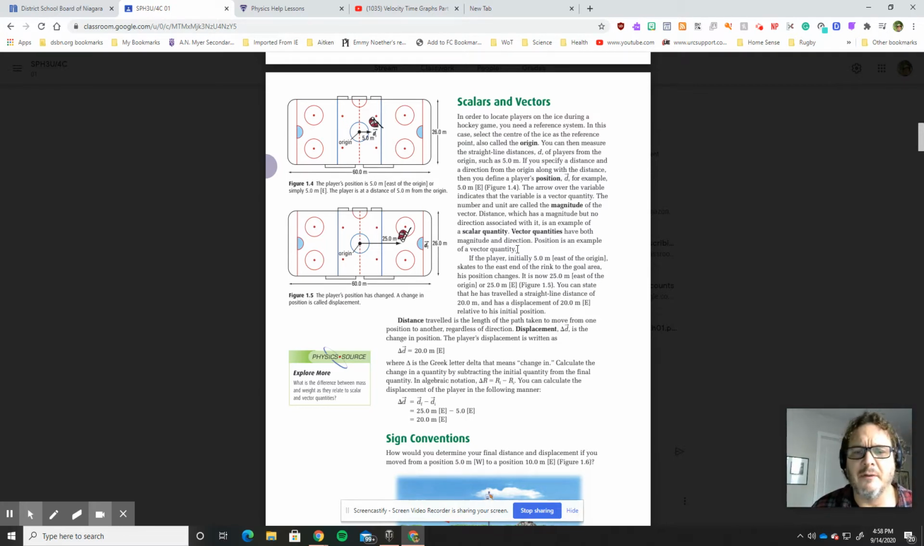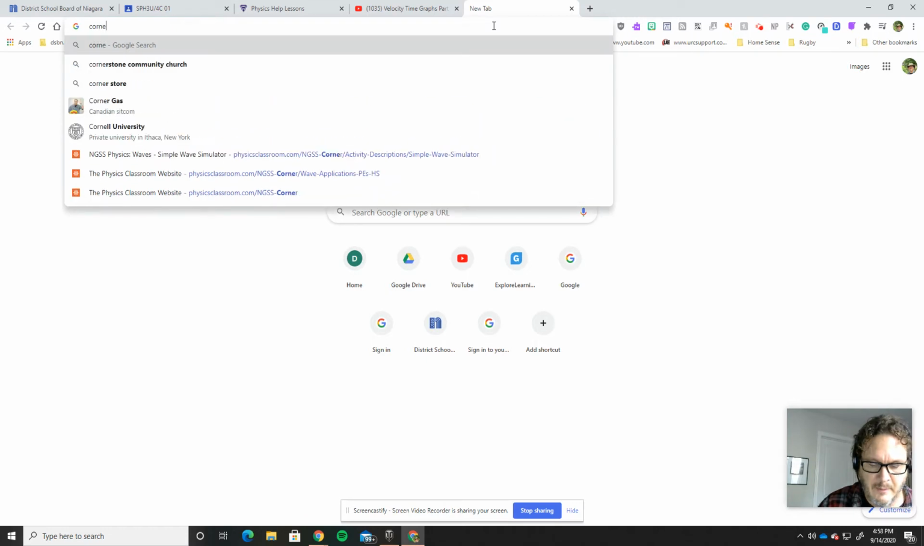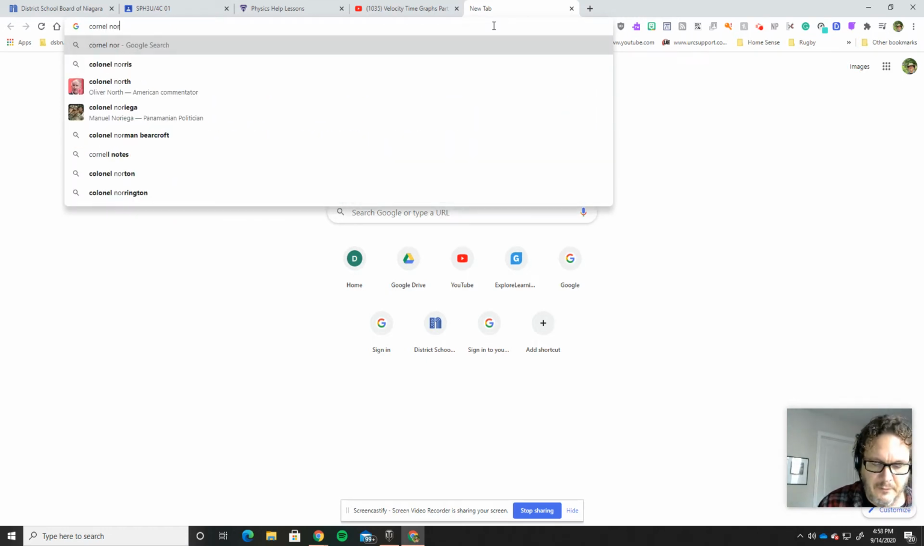And I suggest strongly that you use the Cornell note-taking method, which I'll just bring up here. Okay, if you look at the Cornell note method.